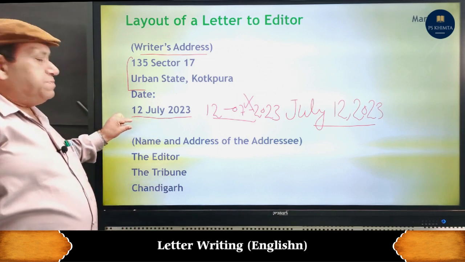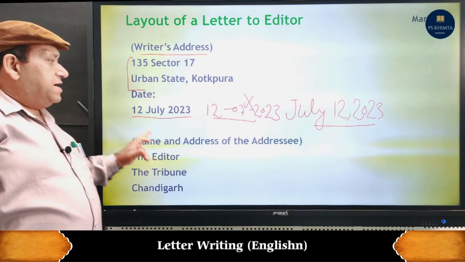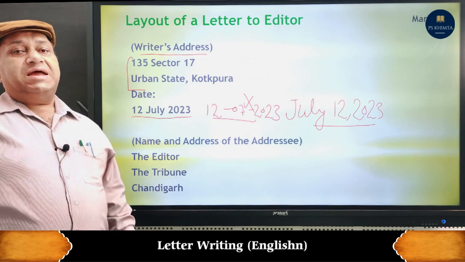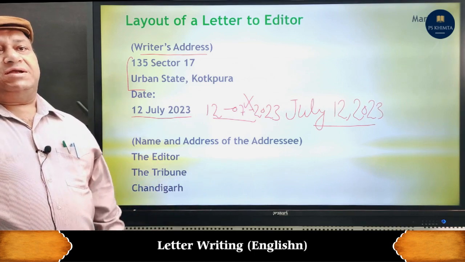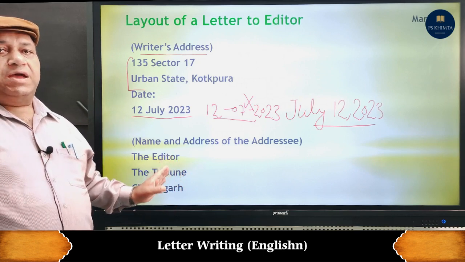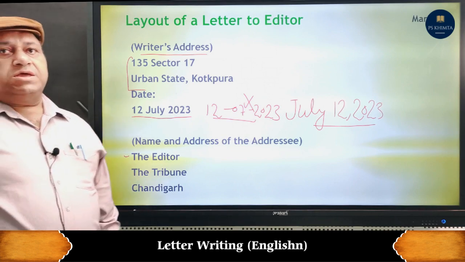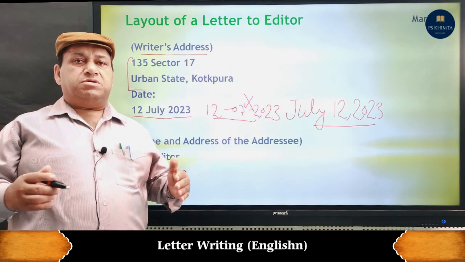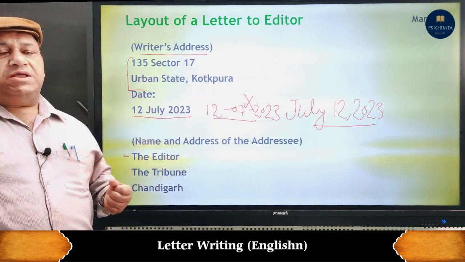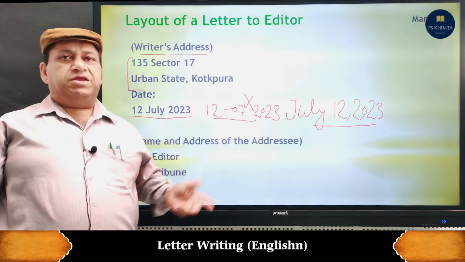After writing this, leave a space of 1 line here and then follow with the name and address of the addressee. Addressee means the person to whom you are writing a letter. Here we are writing a letter to the editor, so we have to write the Editor, The Tribune, Chandigarh. Papers may be published from different places, like the Indian Express, which is published from Delhi, The Hindu from Chennai, The Statesman from Delhi, The Pioneer from Delhi.